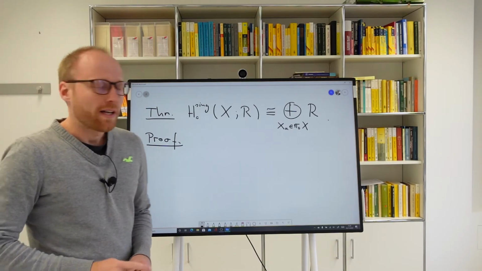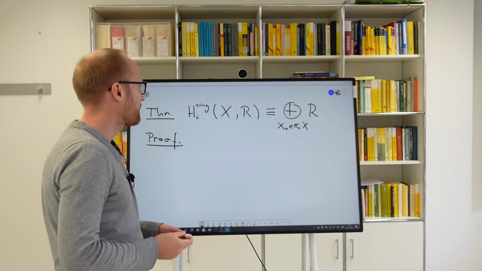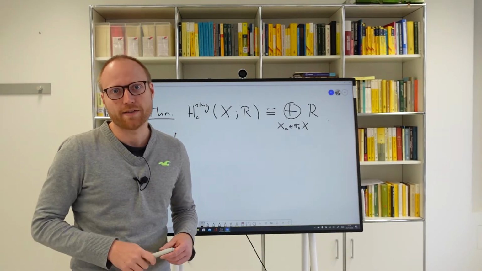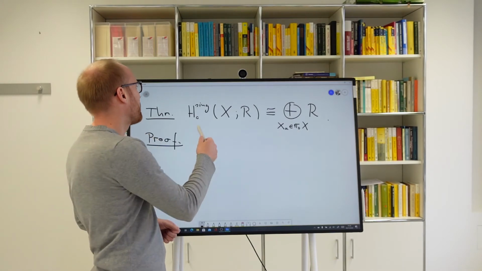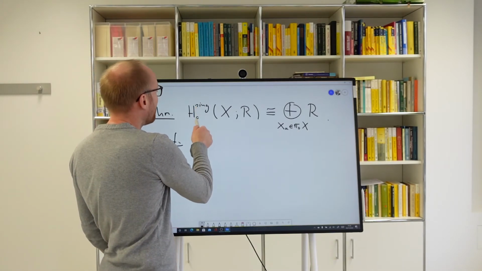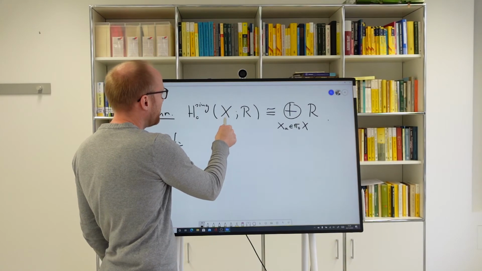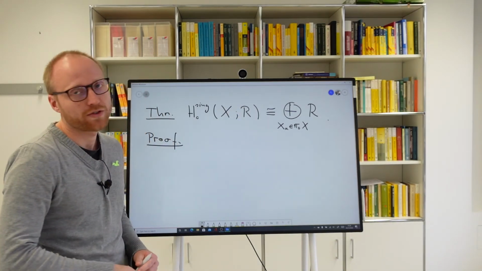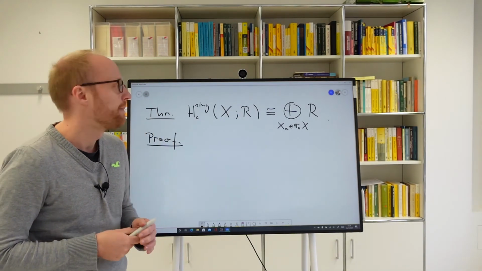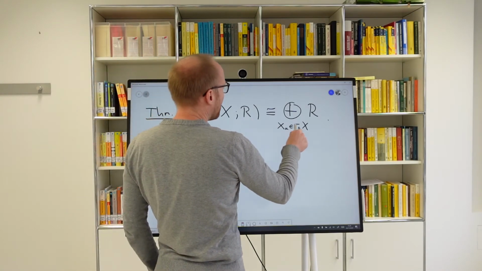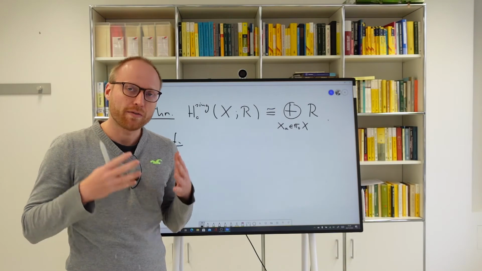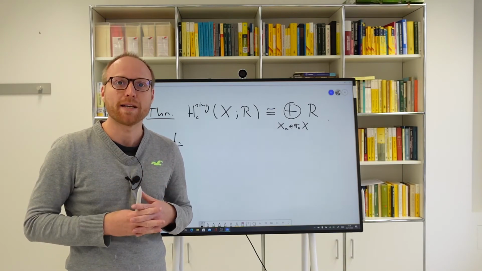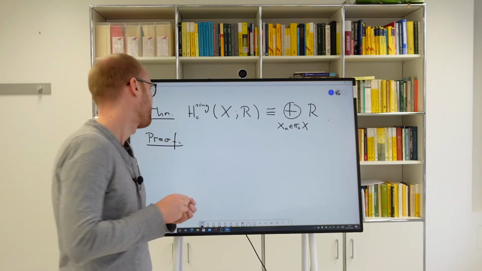So let's prove this. Well, last time I told you about the additivity axiom which singular homology satisfies. That was the statement that actually the singular homology, no matter of what degree, preserves the coproduct decomposition of the space into path components. So that means basically everything that needs to be done now is to see that the zeroth homology of a path-connected non-empty space is isomorphic to R.